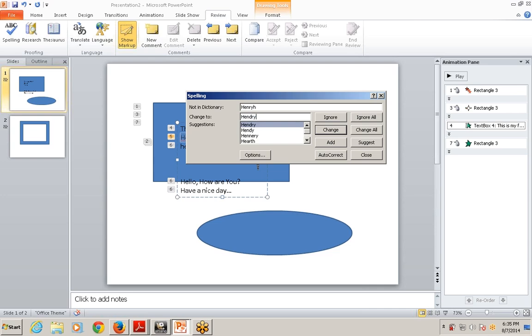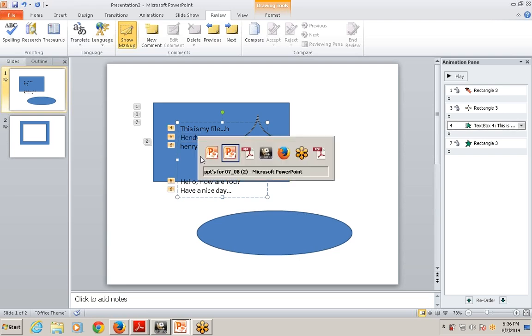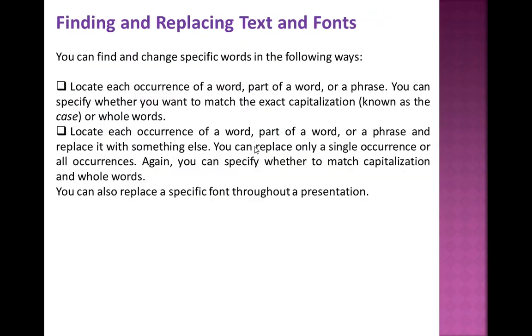You can either change the word to Handy. If I want to change, I can change. This will change only the current slide. If I use Change All, this will change the whole presentation. If I ignore, this will ignore only this slide. If I ignore all, this will ignore in the whole presentation. And if I want to add, I can add. If I want suggestions, it will give suggestions. If I want to autocorrect, this will give autocorrect. Handy. This is the autocorrect option. So this is how we can use the spelling and grammar.